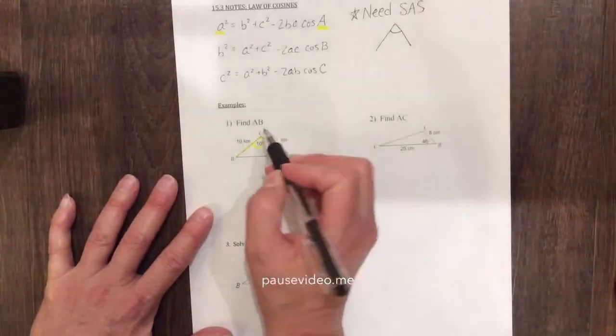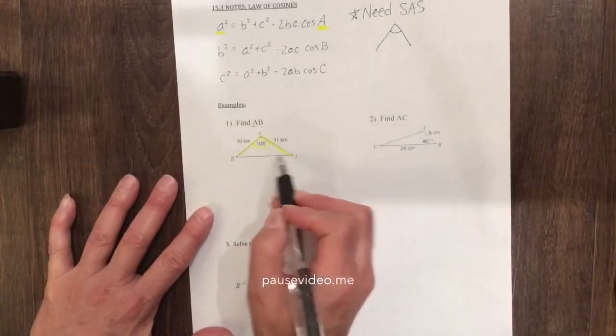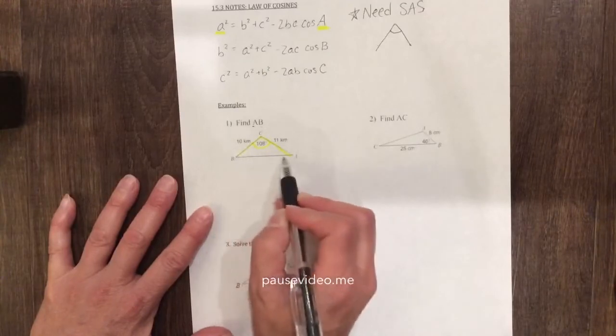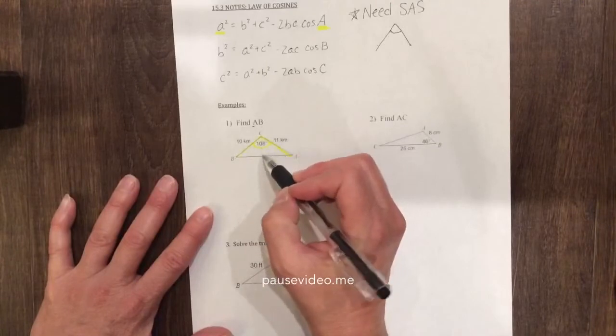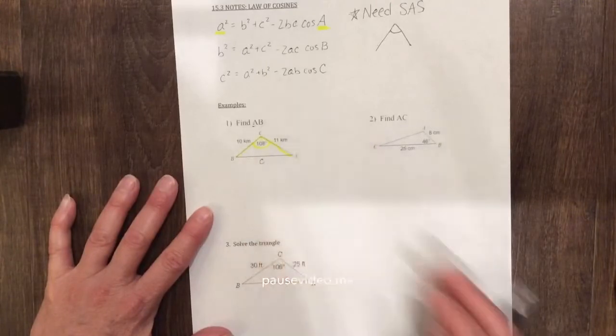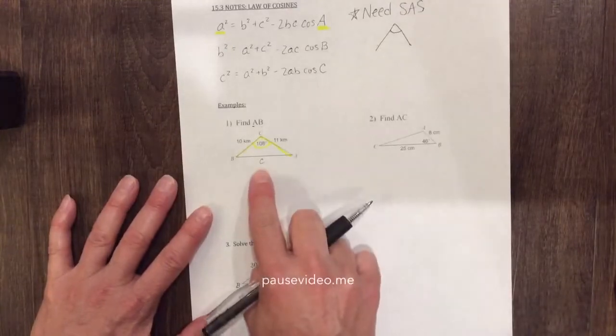Now, what am I trying to find? I'm trying to find side AB. AB is the one that goes from point A to point B, so that's this side. But how do we label that? We label it with a lowercase c. Because it's across angle C, I do it with a lowercase c. So this is what I'm trying to solve for.